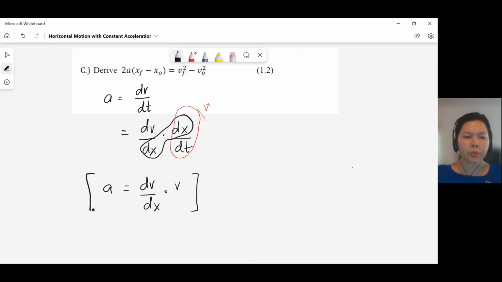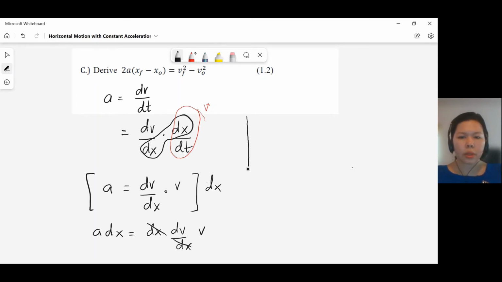Multiplying the entire equation by dx, on the left we have a dx, equal to dx times dv over dx times v. So dx over dx is 1. We are now left with, on the left, we just copy a dx. On the right, it's just v dv. And now we simplify this by integrating the entire equation.